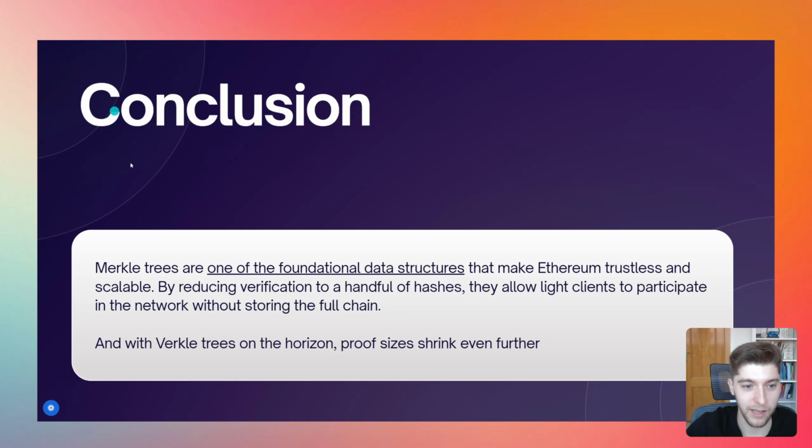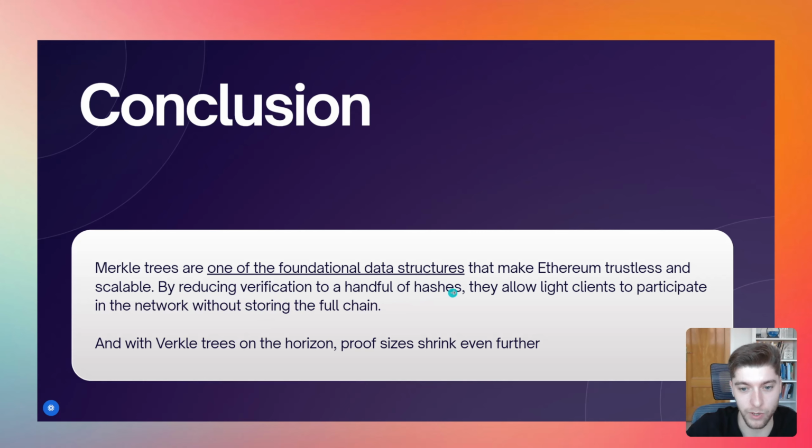So, in conclusion, Merkle trees are one of the foundational data structures that make Ethereum, blockchains, and just computer science really in general, but we're talking specifically about Ethereum. It makes Ethereum trustless and scalable. Like I said, it's not very convenient that you have to download every single piece of data. That wouldn't be scalable. It would be very, very expensive and it would just not make Ethereum scalable at all.